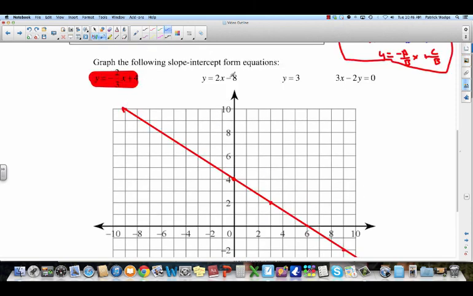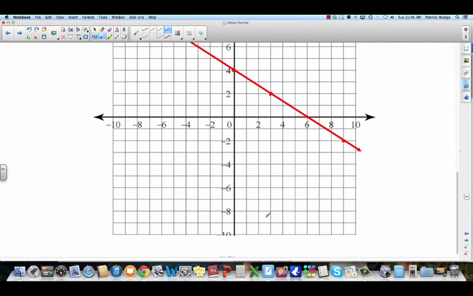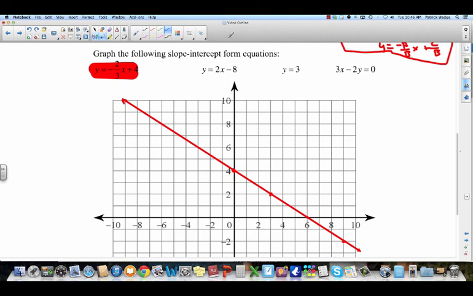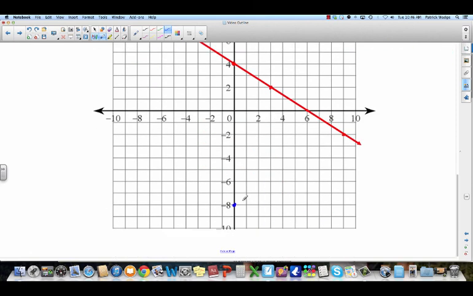Okay, let's do the next one. We'll do it blue. y equals 2x minus 8. So here's our y-intercept. The y-intercept is negative 8, right? So we go down to negative 8 and we put a point. Now what's the slope? The slope is 2. But we like our slopes to be fractions, so let's make it 2 over 1. We're going to rise 2 and run 1. So from the y-intercept, we rise 2, run 1. Rise 2, run 1. Do it as many times as you want. Okay, I will now draw my line. I'll make it blue.